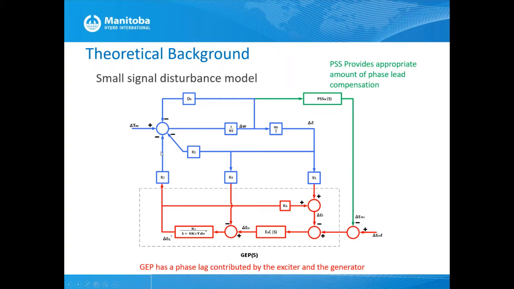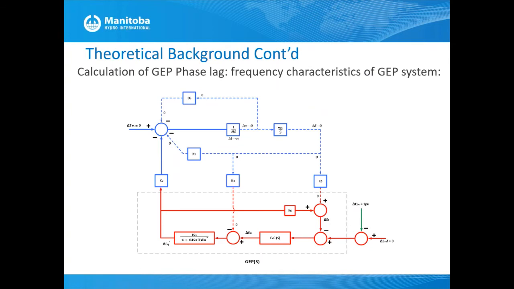Any torque component in phase with delta omega is called a damping torque component. So we are trying to enhance that torque component so that damping will be improved. Now let's see how we can achieve this. Our goal is to identify the phase lag that can happen to a signal coming from here when it goes here.